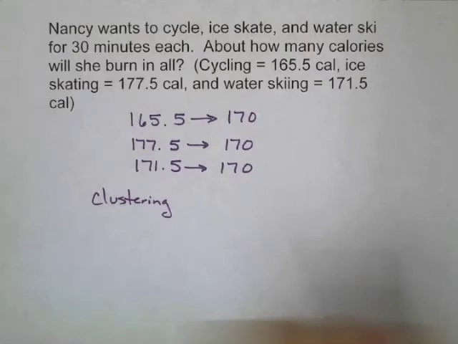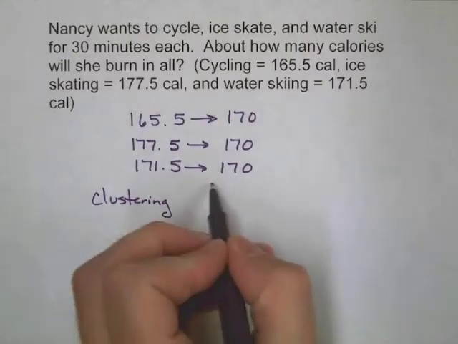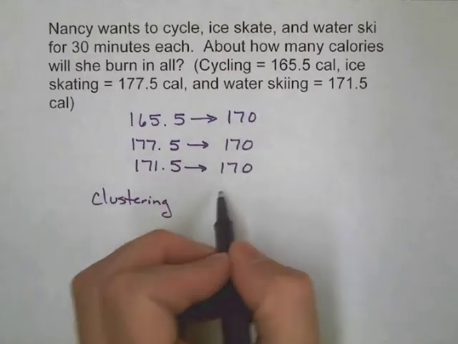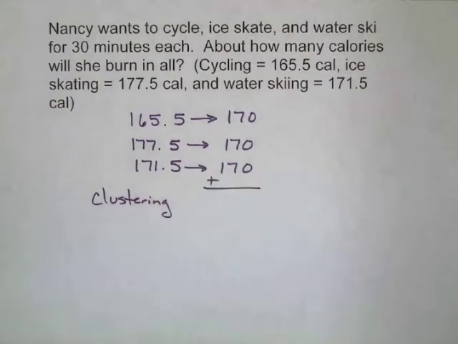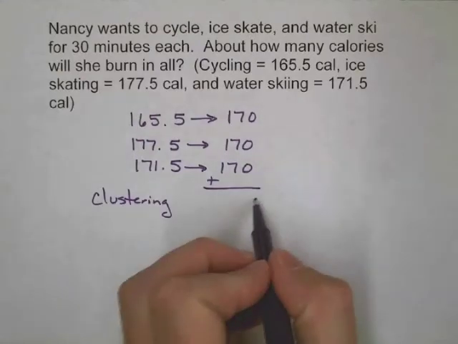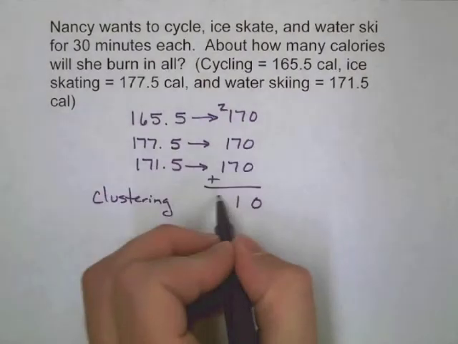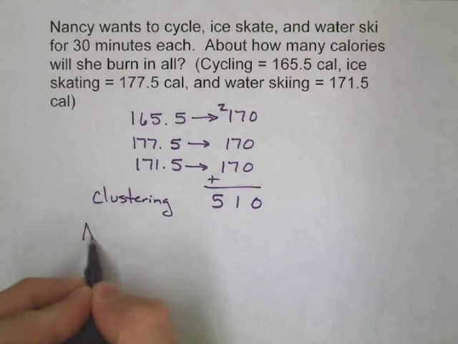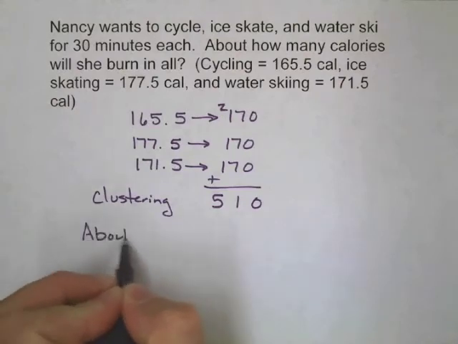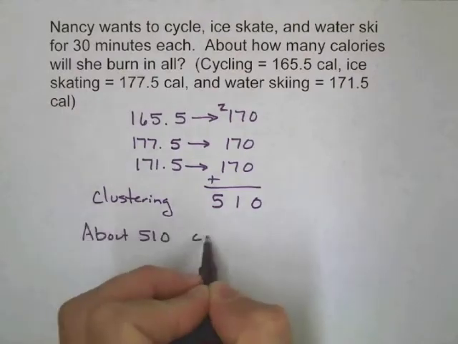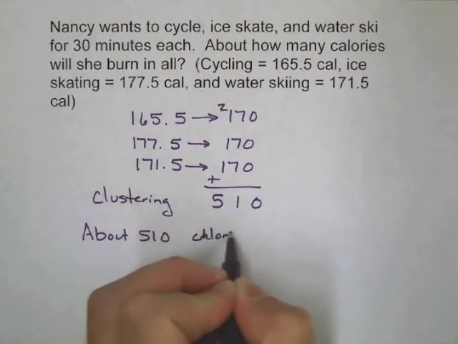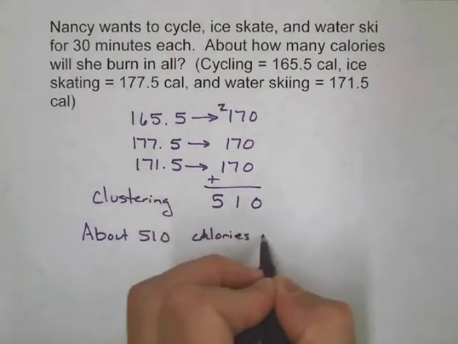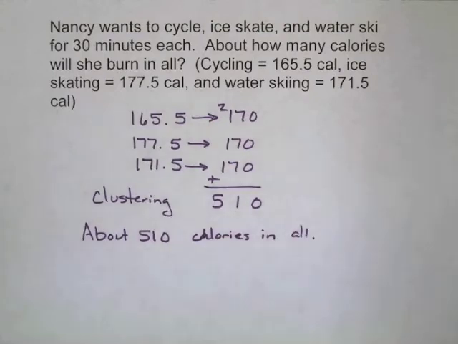So here I have a cluster, 170 plus 170 plus 170. I want to know what all of these are together, and that will be the calories that she burned in all, or about the amount of calories that she's burned in all. So I end up with 510. So Nancy is burning about 510 calories in all. That is how much she's burning there.